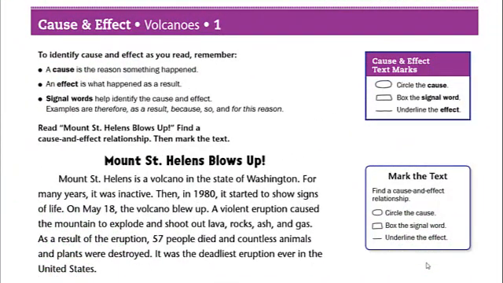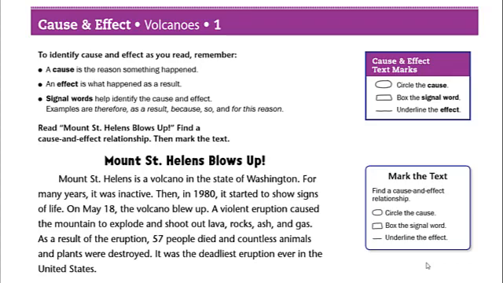All right, here are some passages on cause and effect, and it's on volcanoes. Now remember, to identify cause and effect, you need to look for the cause, which is the reason something happened. An effect is what happened as a result. And signal words to help you identify the cause and effect are therefore, as a result, because, so, for this reason. So here's a text about Mount St. Helens blows up. True story about what happened in 1980. And I'm going to read this to you. During this time, I would like you to look for the cause, the signal words, and the effect.